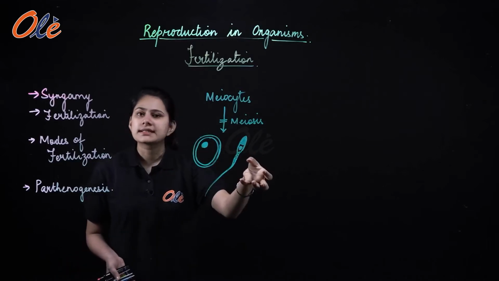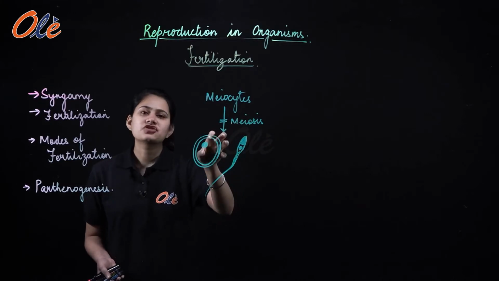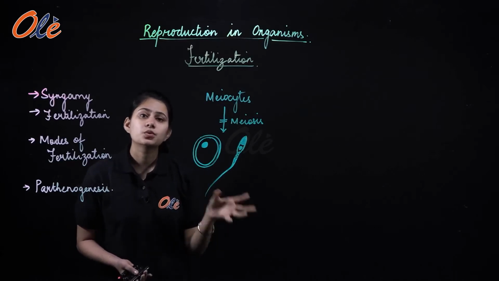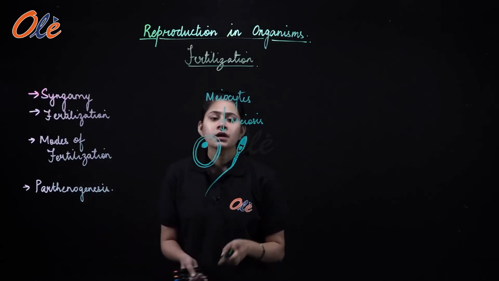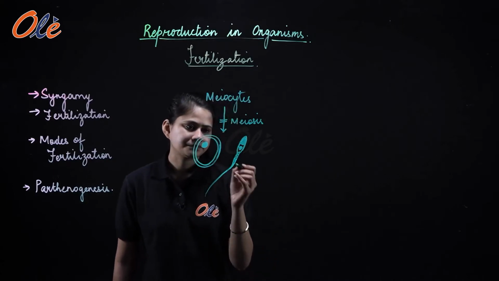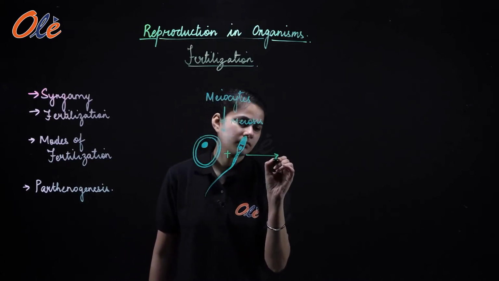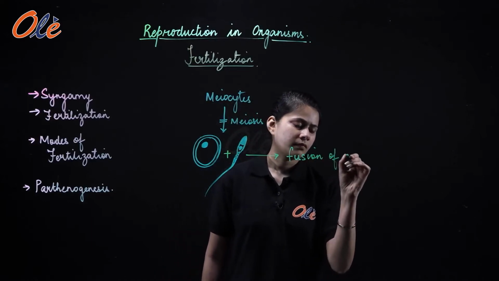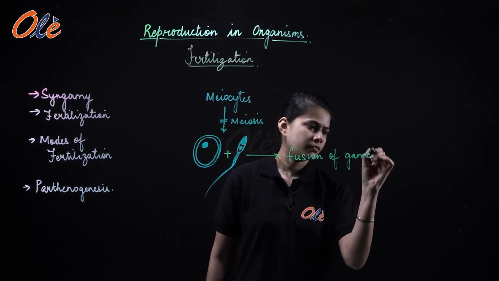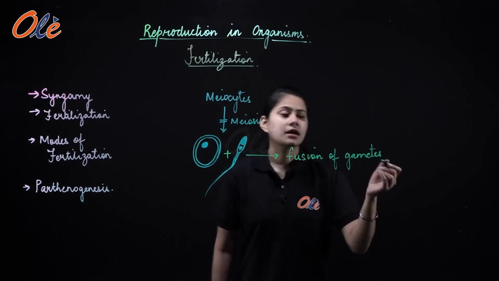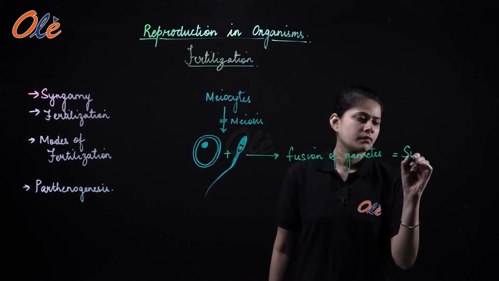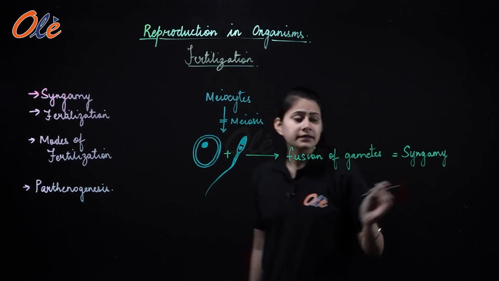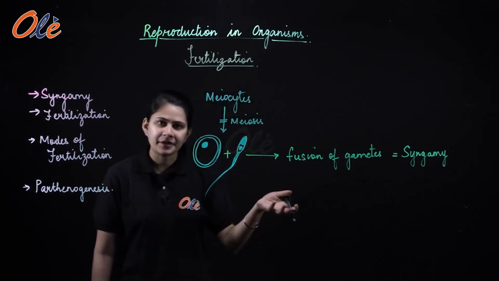So the male gamete is now motile, right? And it has been transferred close together to the female gamete, right? Now there will be fusion of the two gametes, right? So the fusion of the two gametes, this is termed as syngamy. Right? Gametic fusion, syngamy, right?